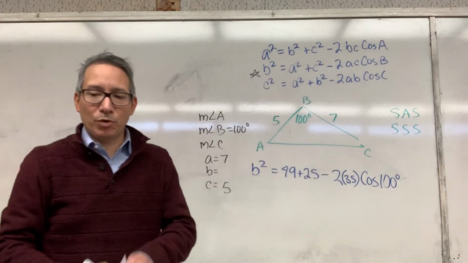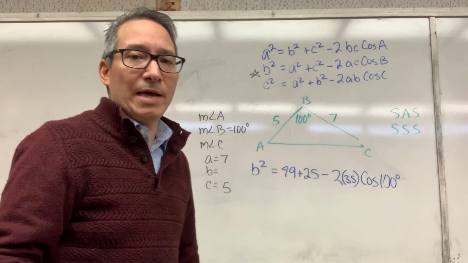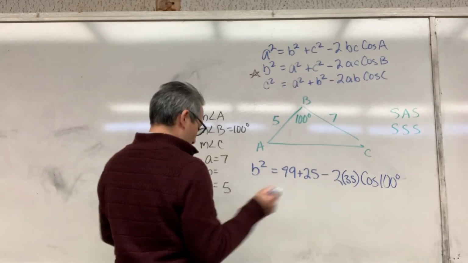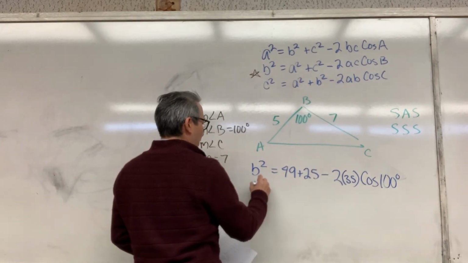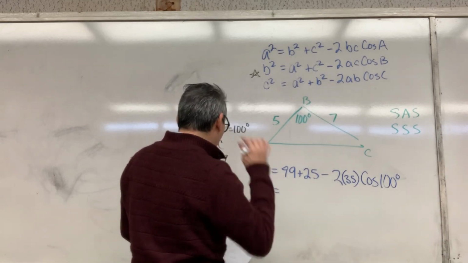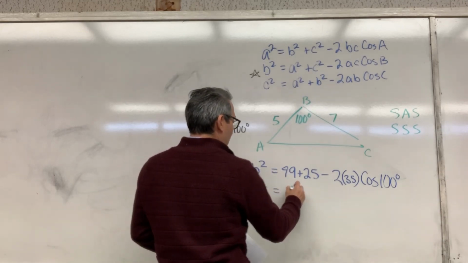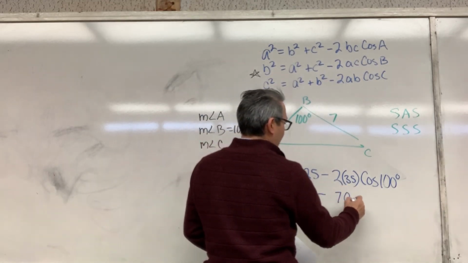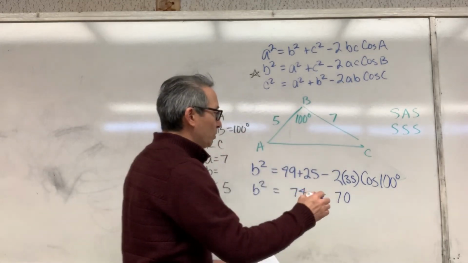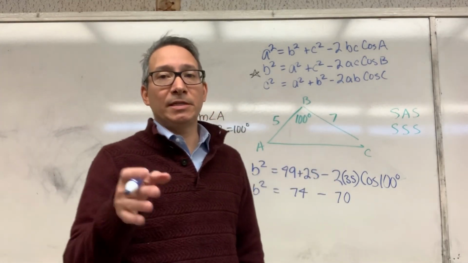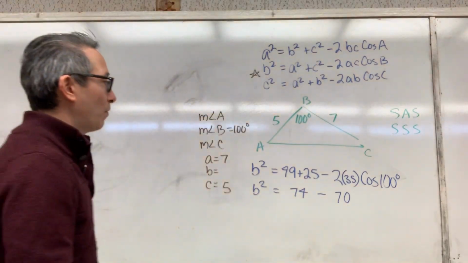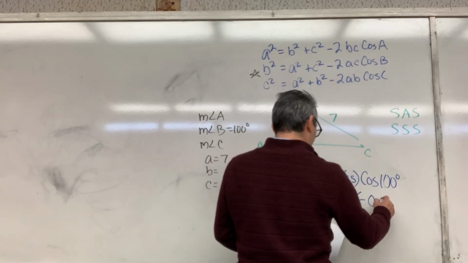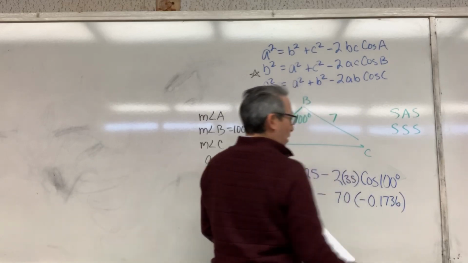The rest is pretty much simplifying, multiplying, and trying to get values on one side so we can solve for B squared. So why don't we start to simplify this equation here. 49 plus 25, what does that give you? 74. Minus 2 times 35, well, that's 70. What about cosine 100? Now, cosine 100, when your calculator is in degree mode, is going to give you a negative 0.1736. Now, that's not wrong.